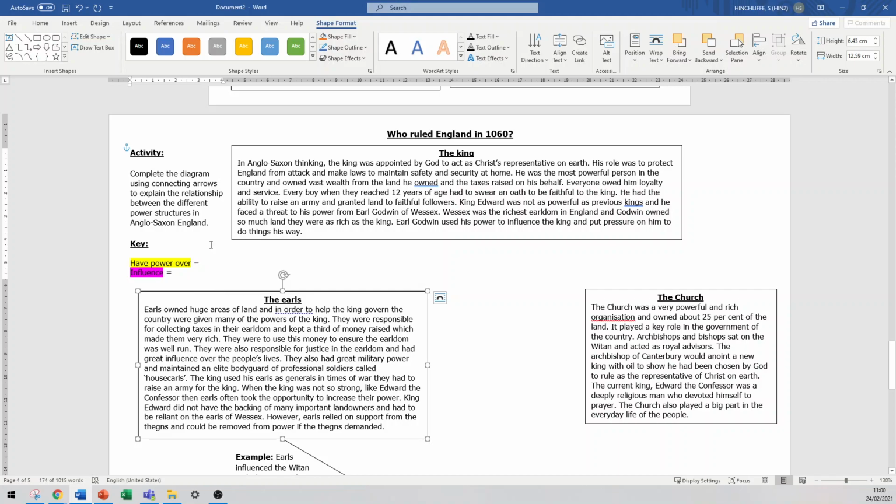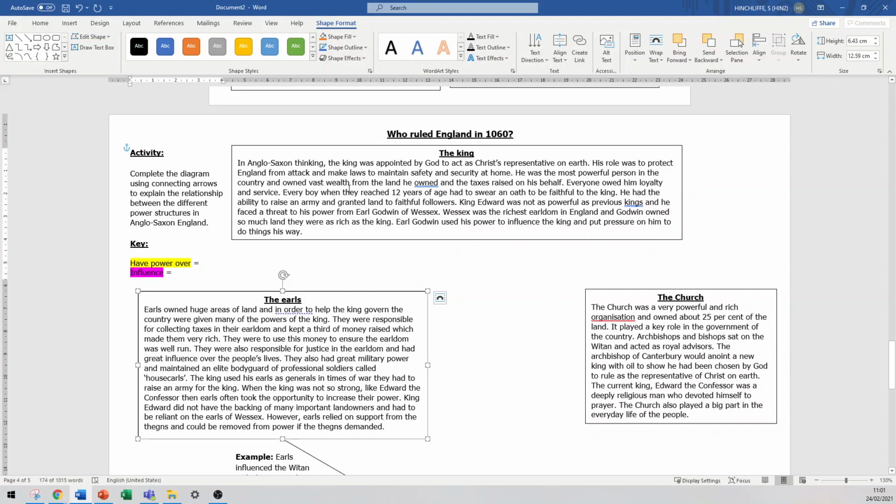As you read through, it's just reading through what the main people do here. So we'll look at the king. In Anglo-Saxon thinking, the king is appointed by God. He acts as Christ's representative on earth, so he's very powerful with the church. He's believed to be chosen by God. His role is to protect England from attack. He makes laws to maintain safety and security at home. He's the most powerful person in the country.